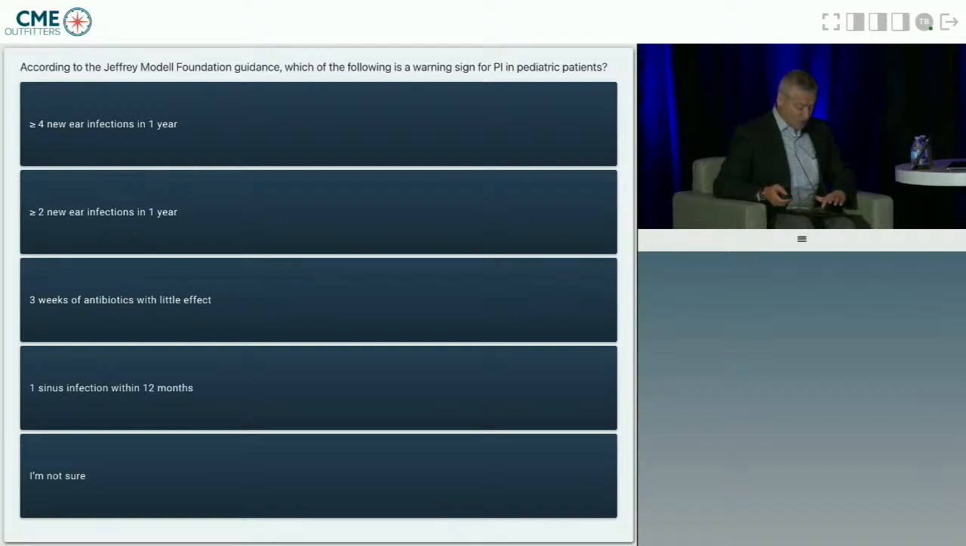So before we go forward, we're going to do a quick audience response question. According to the Jeffrey Modell Foundation guidance, which of the following is a warning sign for PI in pediatric patients? A, greater than or equal to 4 new ear infections in 1 year. B, greater than 2 new ear infections in 1 year. C, 3 weeks of antibiotics with little effect. D, 1 sinus infection within 12 months. Or E, you're not sure. Don't select that one.